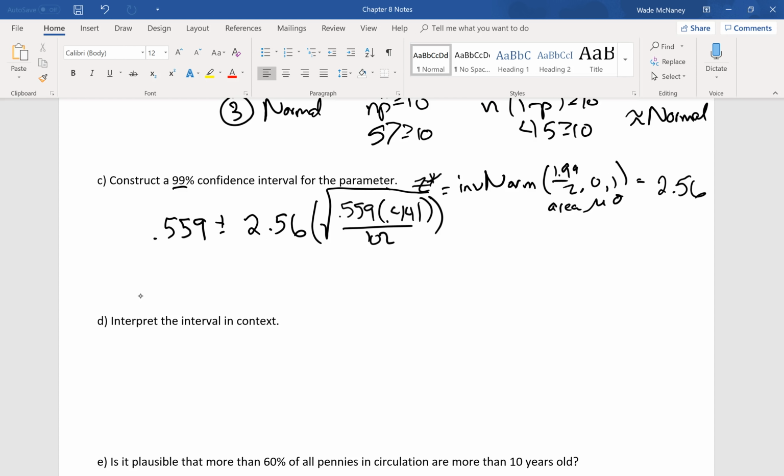I get a confidence interval, 99% confidence interval, 2.56 for my critical value. I get a confidence interval that goes from 0.43 to 0.69.